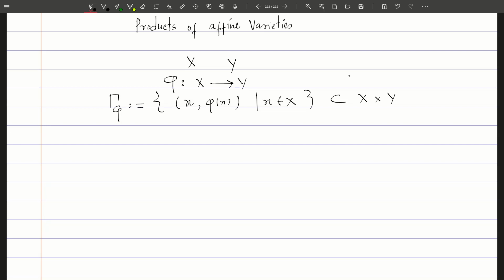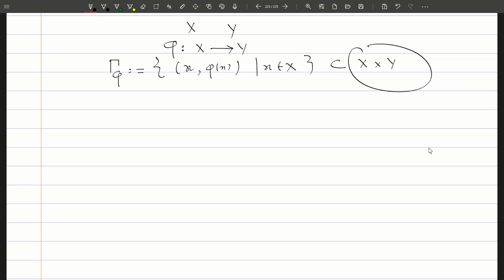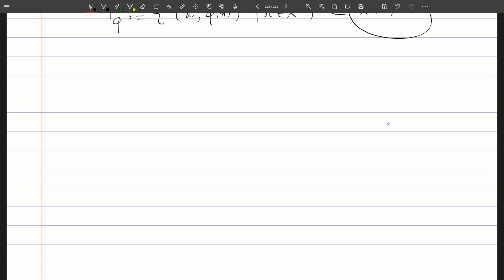Some important properties of varieties and morphisms phi from X to Y are best understood in terms of the product of X and Y, because this graph is actually a closed subvariety of this product of varieties. So let us first define the product of two affine varieties. So we have the definition.